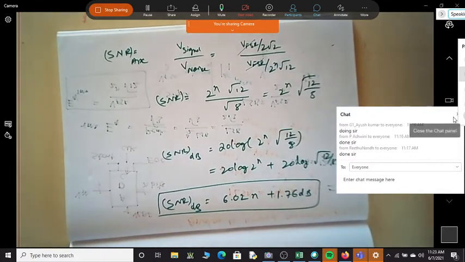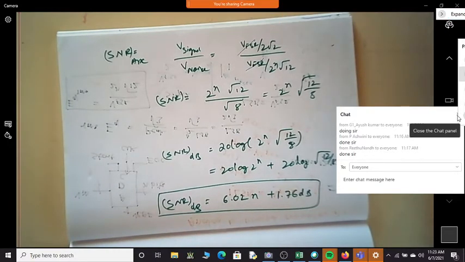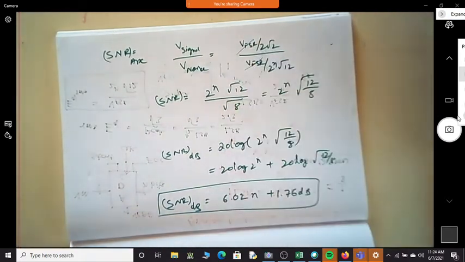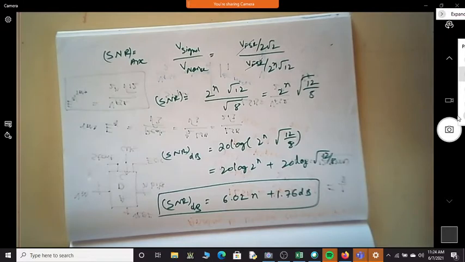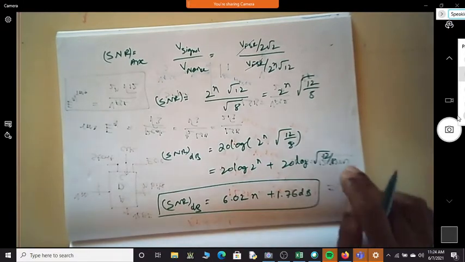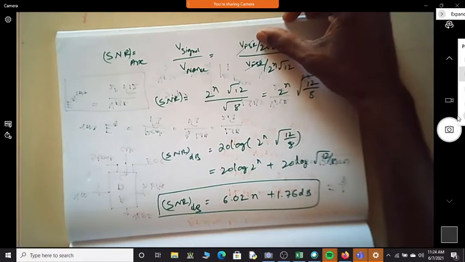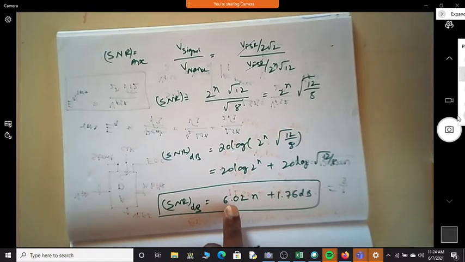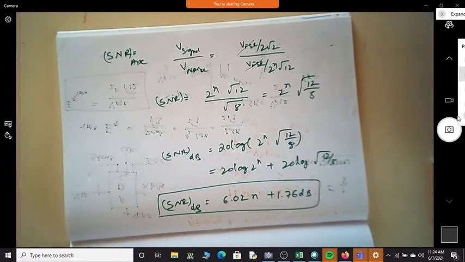This is the maximum possible signal to noise ratio if the input voltage is a sine wave with magnitude VFSR by 2. If the input is a sine wave with amplitude VFSR by 2, then I'll end up with a signal to noise ratio of 6.02 n plus 1.76 dB.